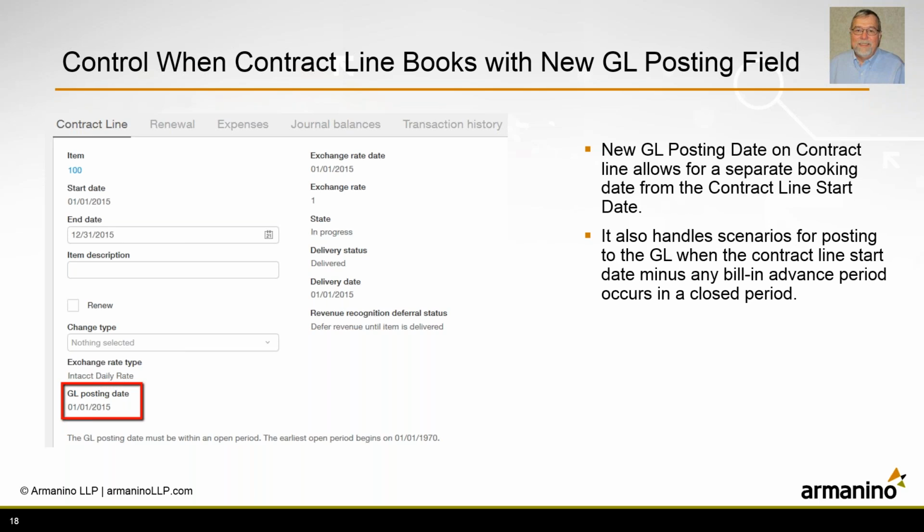That also gives us other capabilities to deal with dating that needs to take into account the bill in advance period, or where it occurs in a closed period. So you can see on the screen that on the contract line there is a GL posting field that you can now put in. One of the requirements is that the GL posting period must be open in order for it to be able to post.